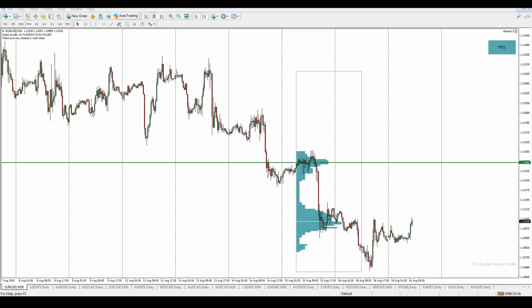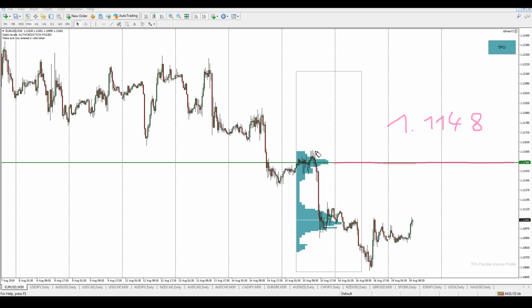So let's now go into the analysis, into the trading ideas. The first one is on the euro dollar. It's an intraday trading idea. This is a 30-minute chart of the euro dollar. There is a strong resistance at 1.1148, and it is based on volume accumulation setup.